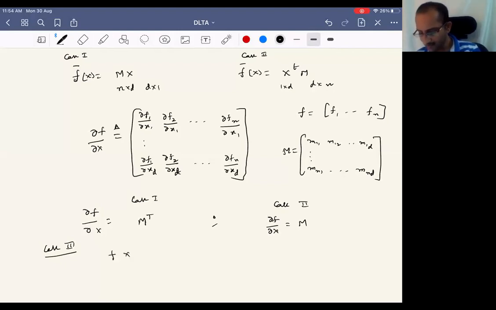So if I define f of x as x transpose Mx, in this case, dou f by dou x is equal to what? Can anybody answer quickly? No answers. I'm surprised, you people have written the exam also now. Yes: M plus M transpose into x, sir. Yeah, M plus M transpose into x.